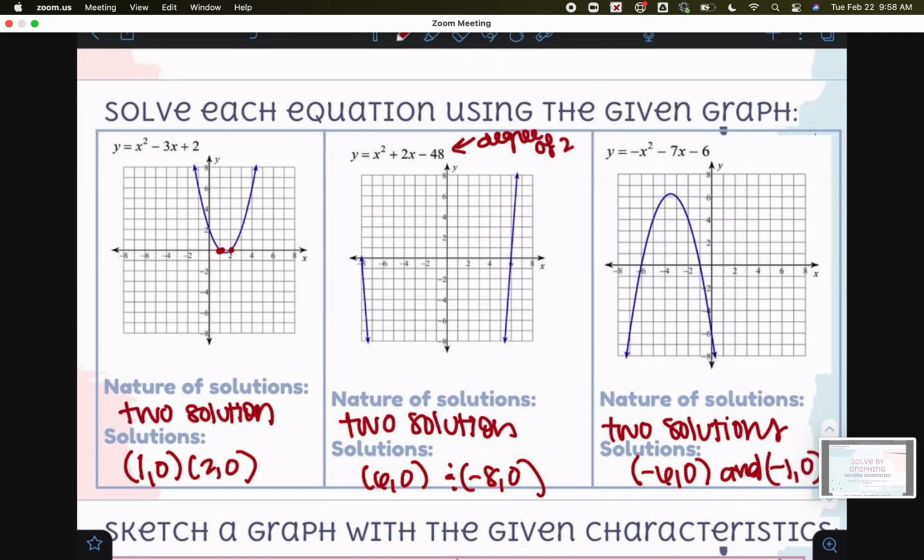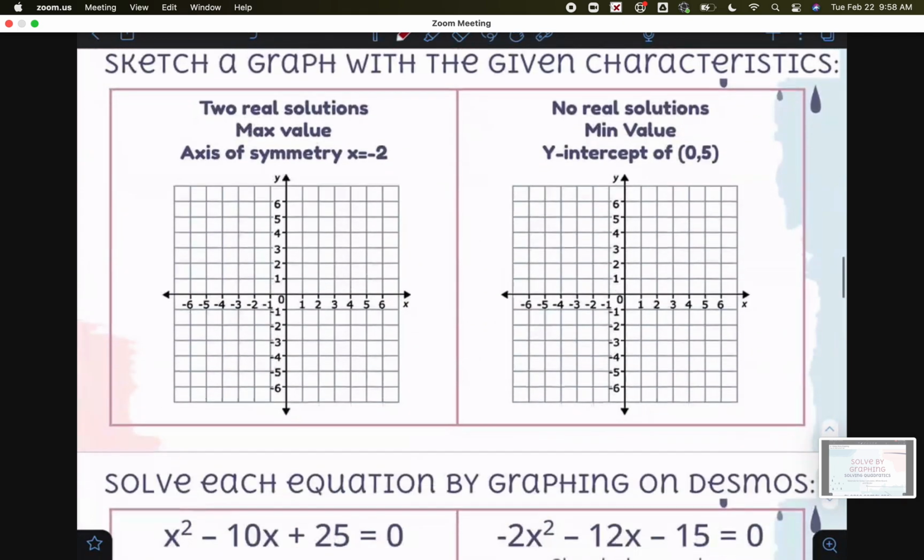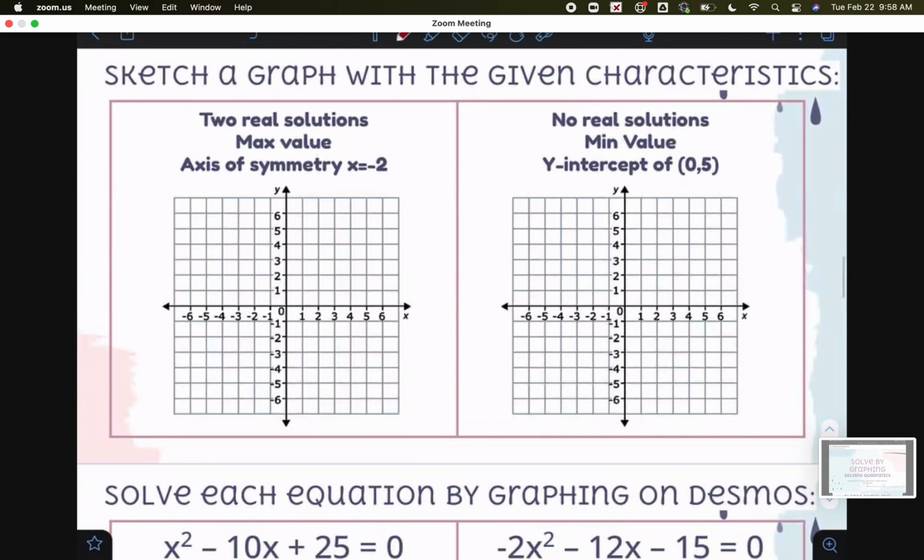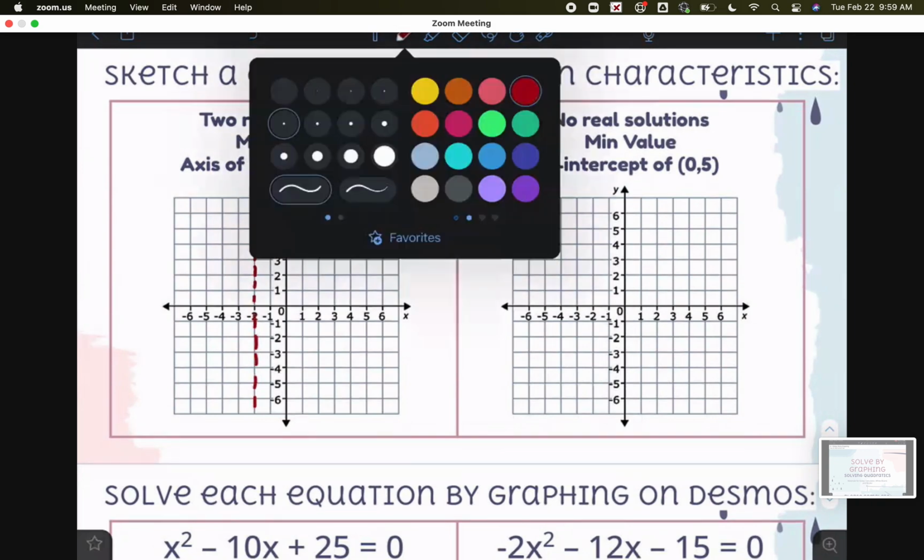Remember, ordered pairs should always be written in parentheses. Now, if I asked you to sketch me any graph that would work here, 2 real solutions, meaning it has 2 points. So you can pick any 2 points, except I want to make sure you have an axis of symmetry at negative 2. So if our axis of symmetry is right here at negative 2, remember, that's the middle. So the x-intercepts you pick should be equidistant from that axis of symmetry.